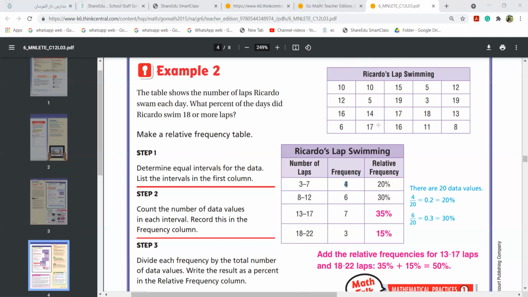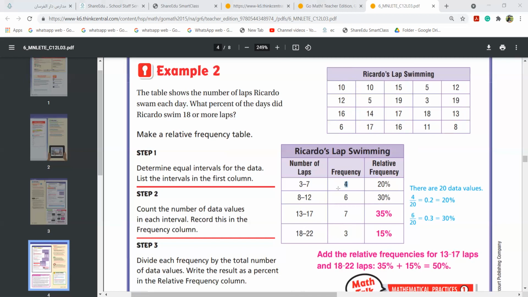Wateen, count between 13 and 17. In the first one, we have 15. Second one, 19. No, cannot be 19, because you said 13 to 17. Yes, we don't have. Next, 16. 14. 17. 13. Lastly, 17. 16. So total 7. All right. Similarly, 18 to 22, we have 3.